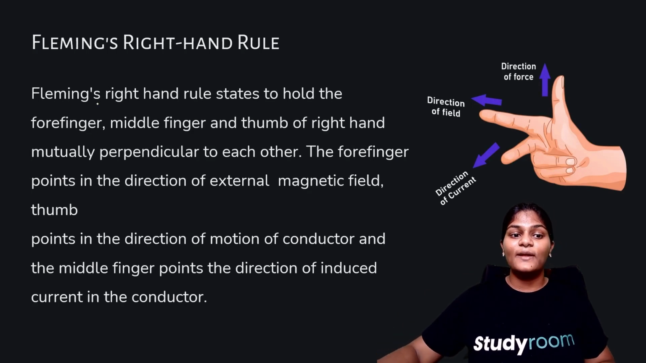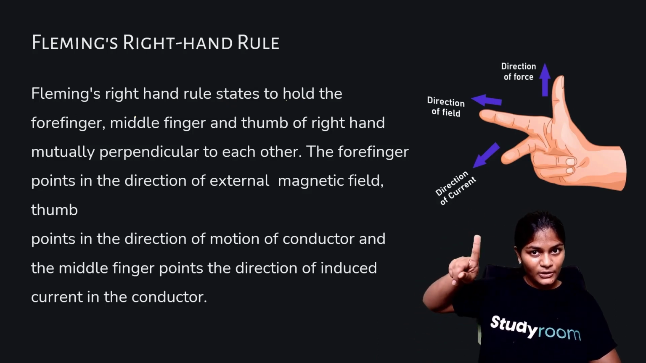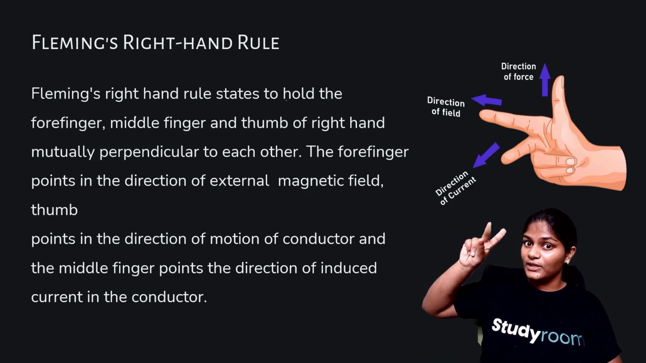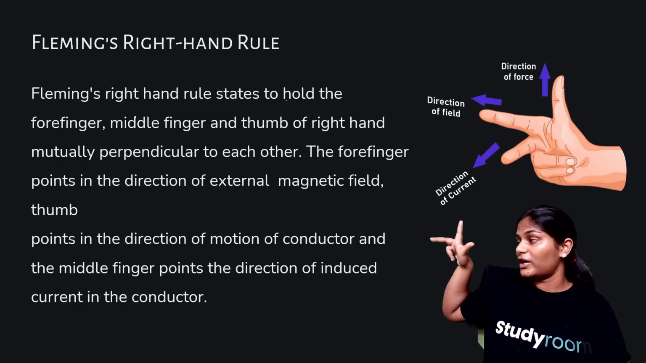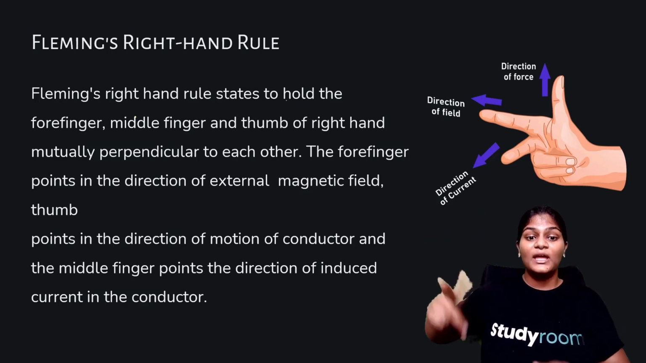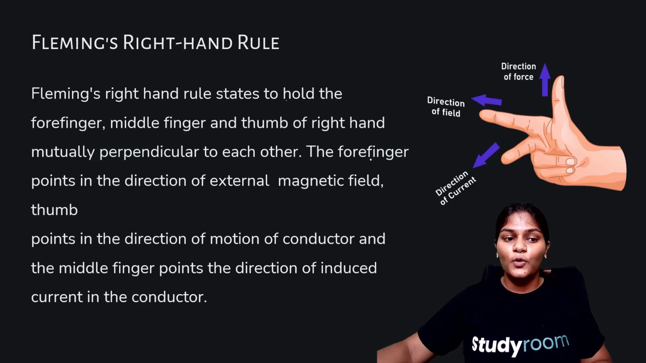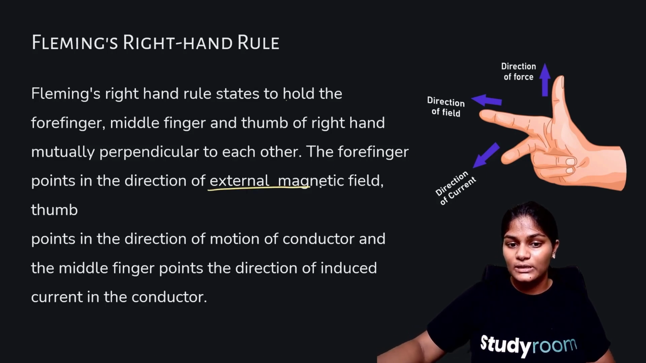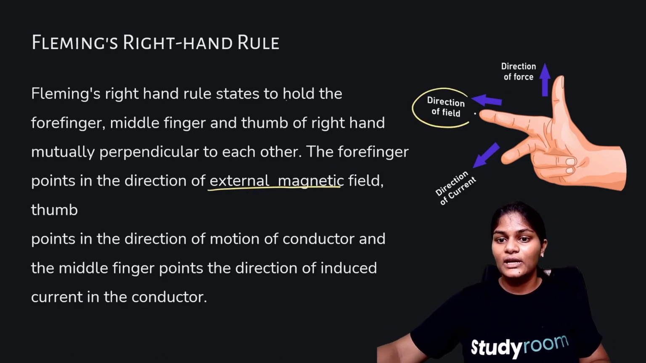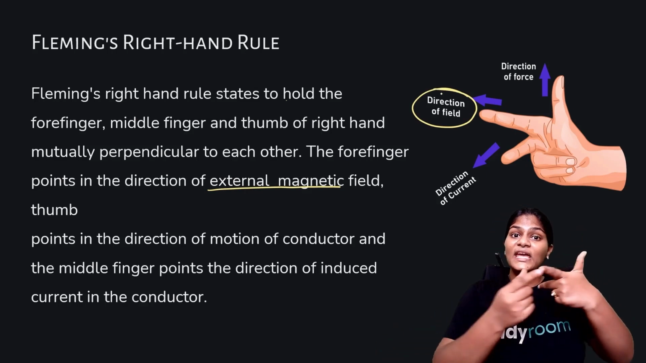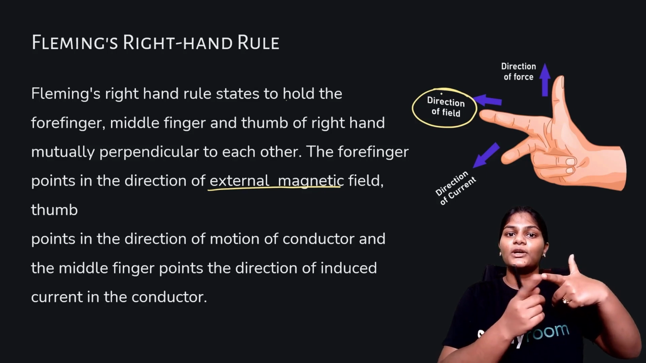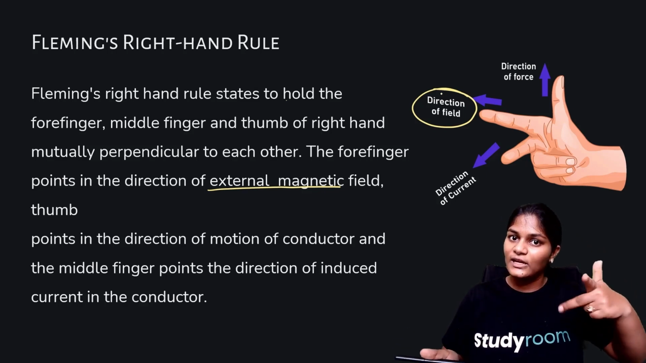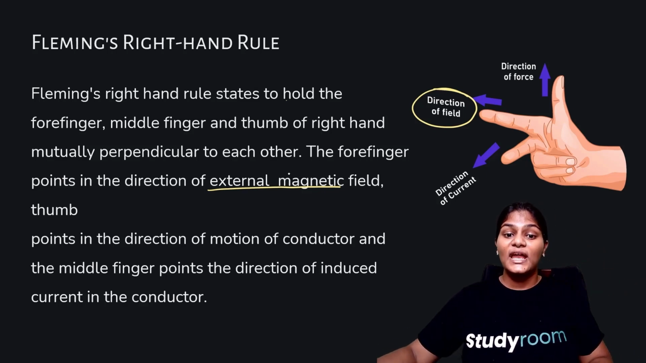It says that Fleming's right hand rule states to hold the forefinger, your index finger, the middle finger and the thumb of the right hand mutually perpendicular to each other. Look at my hand like this. The forefinger points in the direction of external magnetic field, like it's given here, direction of field. If you remember in the last experiment, in Fleming's left hand rule, the forefinger or the index was towards the magnetic field only. So that hasn't changed.